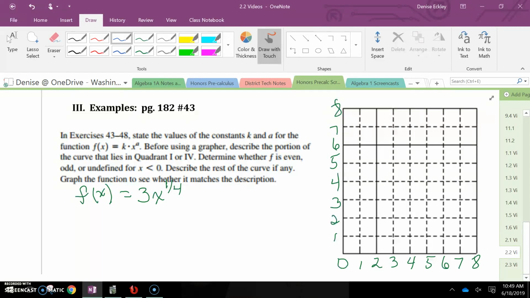Okay, so starting with the function f of x equals 3 times x to the 1/4 power. So let's start with the easy stuff. So k is going to be 3, and a is our power, which is 1/4. And then we're going to determine what happens to the curve in quadrant 1. So f is increasing in quadrant 1.